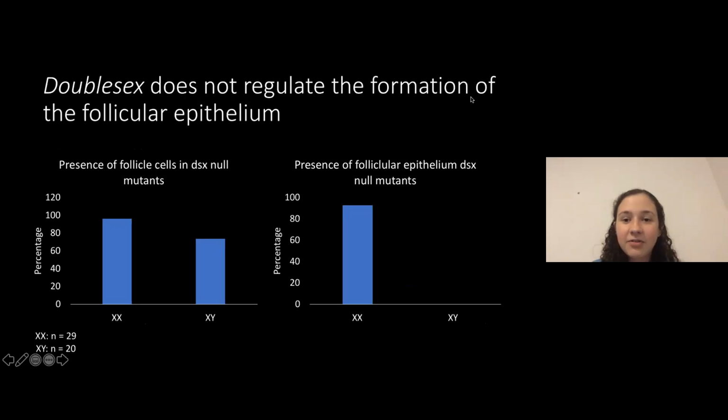You can also tell that double sex does not regulate the formation of the follicular epithelium because when you knock out double sex, females retain a follicular epithelium, but males don't have it. So they retain that aspect of the wild type male gonad even without double sex. Interestingly though, males can still have follicle cells. They're just not surrounded by the epithelium.